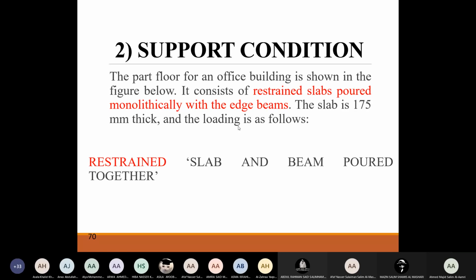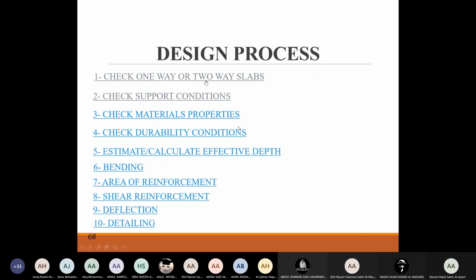Okay, so you can say it says for you restrained because the slabs and beams are brought together. So we're going to use the big table. We are not going to use a small table. So now we check that it's a two-way slab. We check that it's restrained.